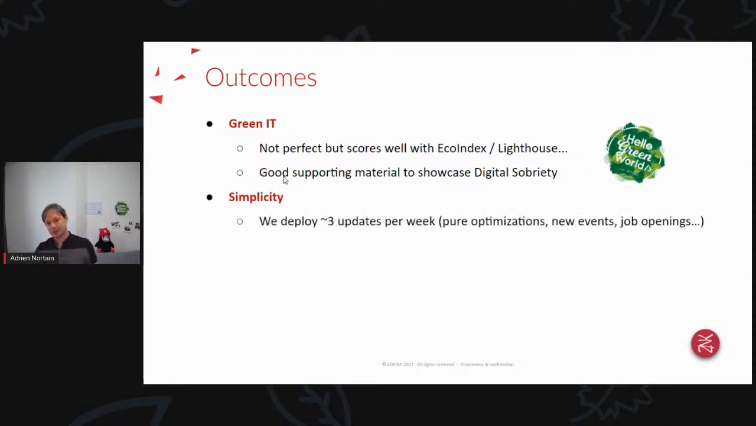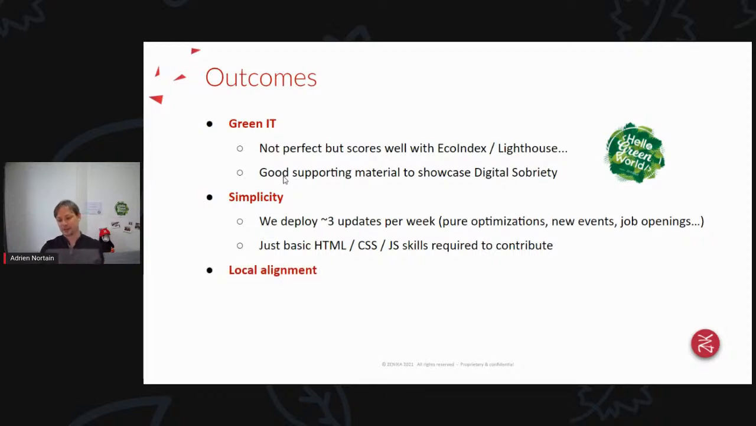Simplicity. We can deploy 3 updates per week, even more than that, but currently that's where we are. We deploy around 3 updates per week, either pure optimizations, some new events, or the job openings, because we keep rotating, I think, every 2 weeks, something like that. So yeah, it's very smooth out there. And we have just basic HTML, CSS, JS. So it means that every time we have someone new coming, usually they do a PR 1 or 2 days after they join Zenika. If they don't go to a customer assignment, they can work on it and they do contribute fairly easily to that. The learning curve is very minimal.